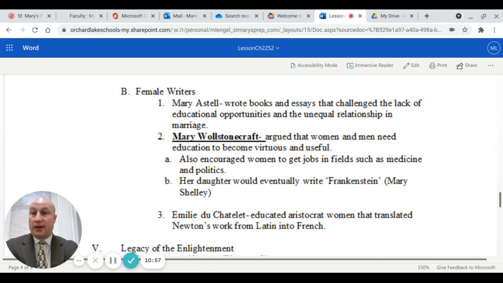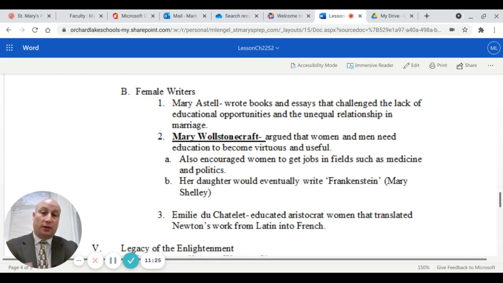Mary Wollstonecraft, famous writer, argued that women and men both need education to become virtuous and useful. What is virtue, right? Virtuous, understanding, being able to make good decisions, being able to have empathy and moral ethics and things of that nature. Mary Wollstonecraft also encouraged women to get jobs in fields such as medicine and also politics.